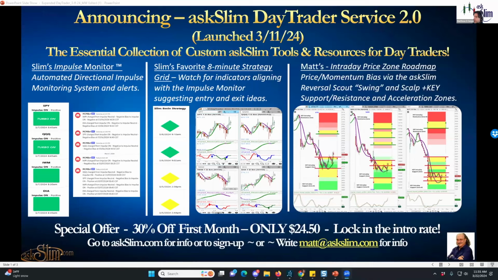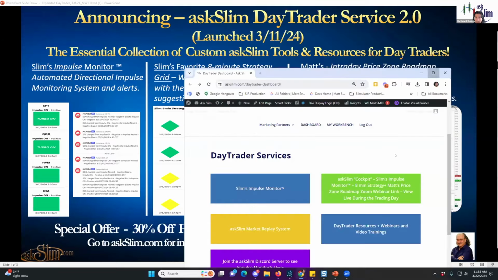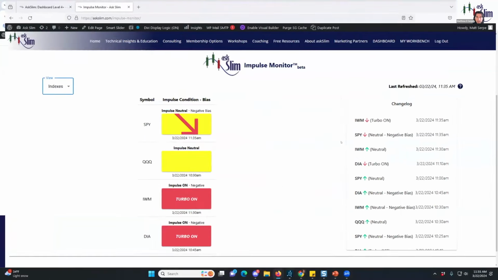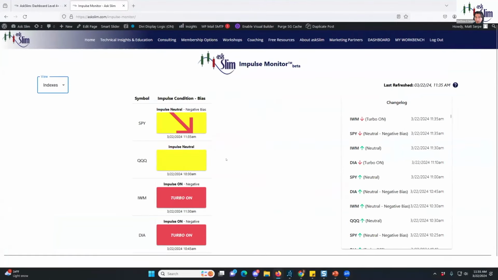So now what I'm going to do is jump over and give you a peek of some of these services. I'm going to show you the DayTrader dashboard here. On the DayTrader dashboard, we have, as I mentioned before, that impulse monitor. And I'm going to pull an example of that over here right now. So this is live right now. This is our impulse monitor.